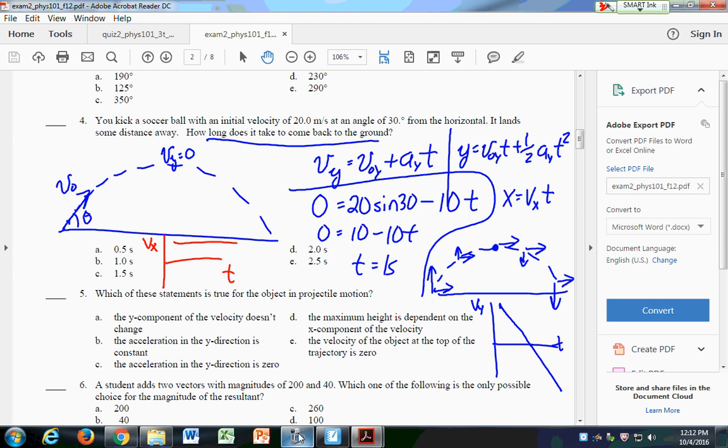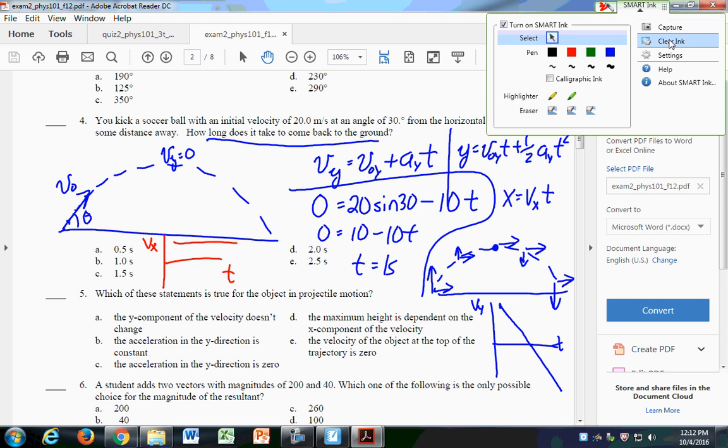What else? Let's see, we'll just sort of skim through here. Can I clear this?